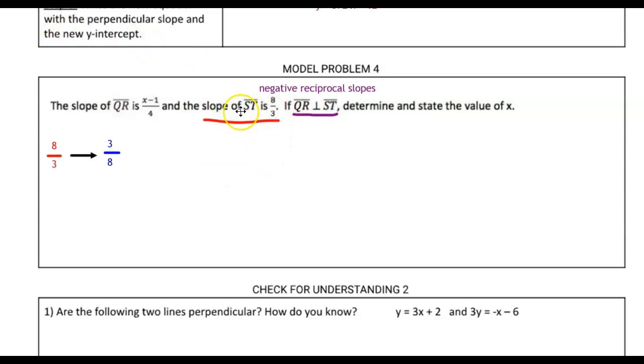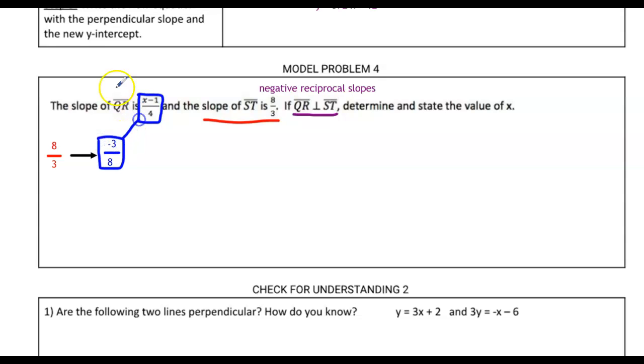Here's how I'm going to approach this. I know the slope of ST is 8 over 3. But I do know that QR and ST are perpendicular. They have negative reciprocal slopes. So the first thing I'm going to do is turn this slope into its negative reciprocal, which should actually be -3 divided by 8. My next step now is to say, well, I know that this is my negative reciprocal slope, which means it should be equal to this slope. So this number should be equal to this number.